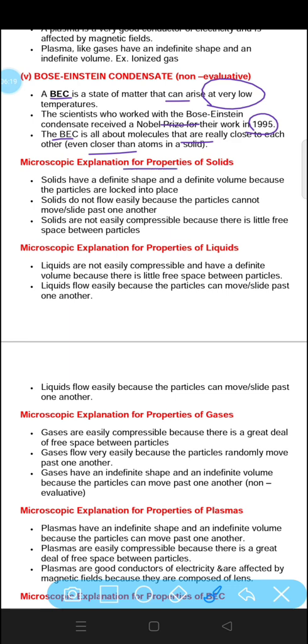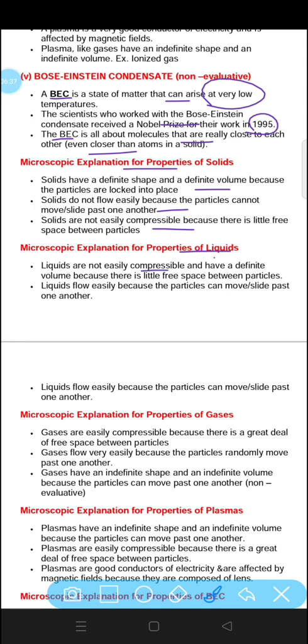Now the microscopic explanation for the properties of solids. Solids have definite shape and definite volume because the particles are locked into place. They do not flow easily because the particles cannot move. Solids are not compressible because there is little free space between the particles. We all know these things.